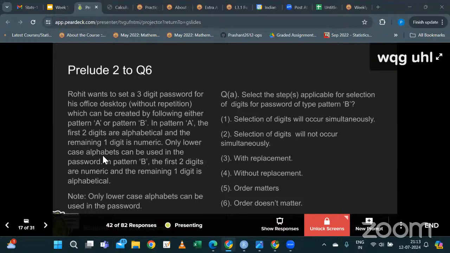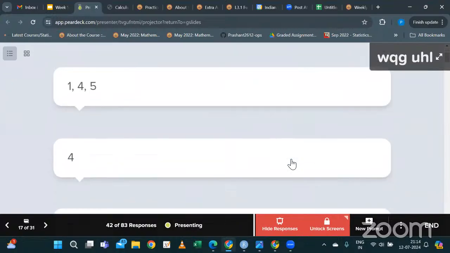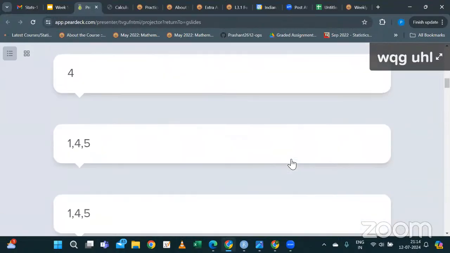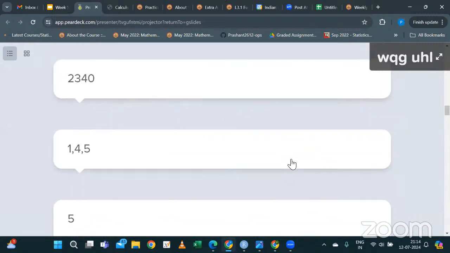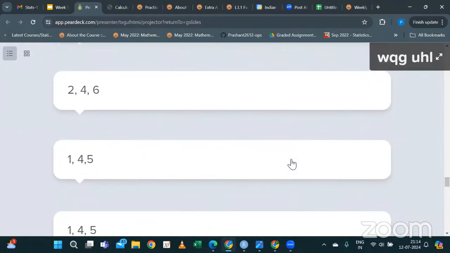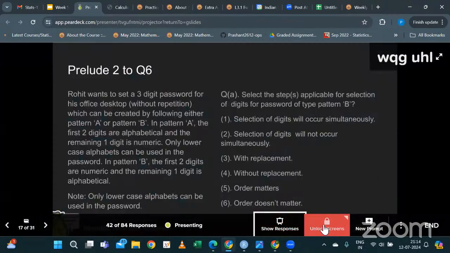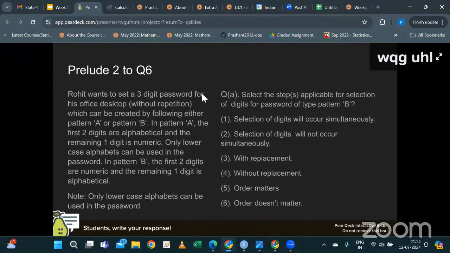Okay, so let me see the responses. I'm assuming most of the people have 1 4 5. Okay, majority is with 1 4 5. Someone entered 2 4 6. I don't know why. See, 2 cannot be there here. We are talking about a particular password of pattern B.